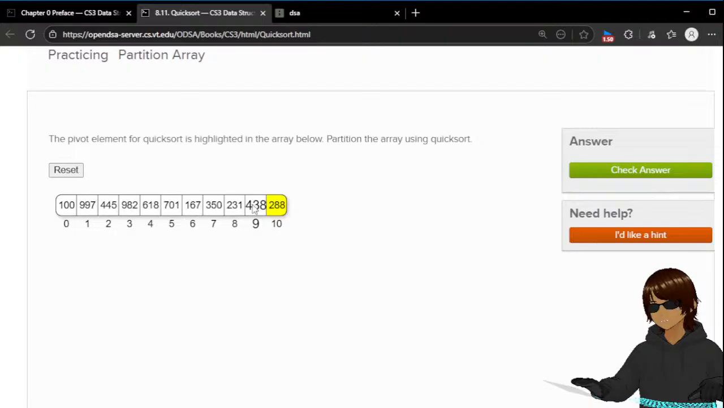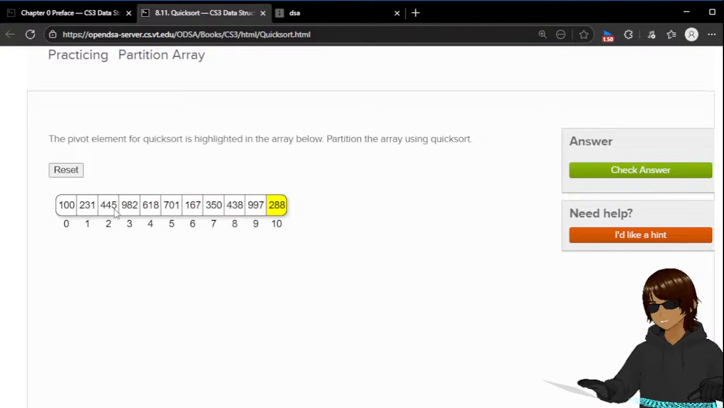438. This is bigger than 288, that is an issue. So 100 being smaller is fine. 997 is an issue. We need to swap it. Let me go left. 231. This is smaller than 288, so we swap it with this 438.